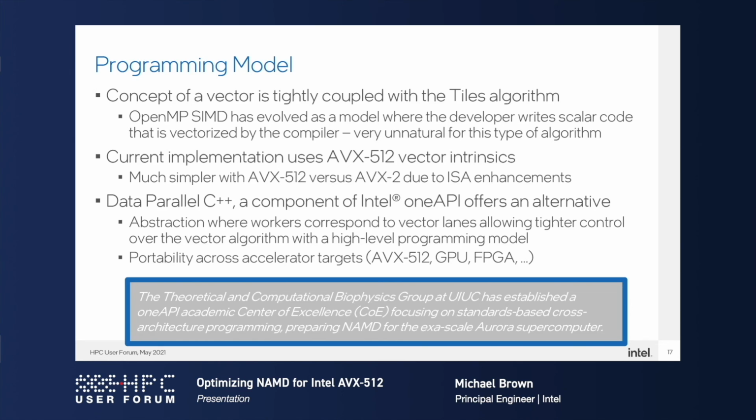Data Parallel C++, a component of Intel oneAPI, offers an abstraction where workers correspond to vector lanes along with groupings for SIMD or SIMT execution that allow tighter control over the vector algorithm with a high-level programming model. Additionally, it supports portability across accelerator targets. So for example, AVX 512, GPUs, and FPGAs. I'd like to note here that the Theoretical and Computational Biophysics Group at UIUC has established a oneAPI academic center of excellence that will focus on standards-based cross-architecture programming in order to prepare NAMD for the exascale Aurora supercomputer.